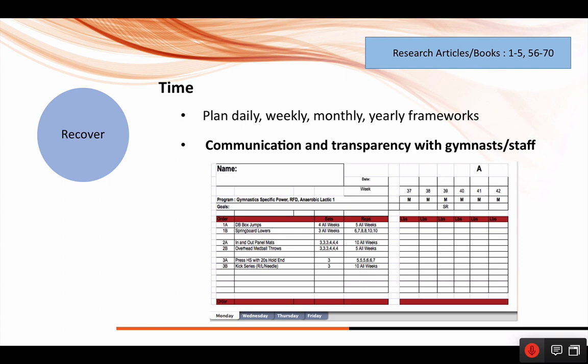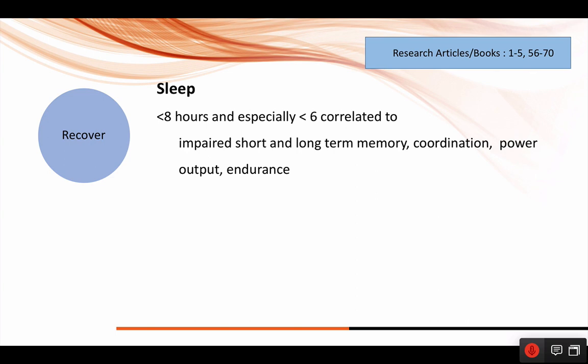Okay, sleep. The best book I think that's out there is by Matthew Walker, but less than 6 hours of sleep, or even 8 hours, is shown to be correlated to problems with memory, problems with coordination, and power and endurance. If you think about gymnastics, right? Remembering the skills that you're doing and the proper technique, being coordinated, having good power, being able to survive a 4-hour practice or a long, hard week of training. That's definitely on my list of priorities.